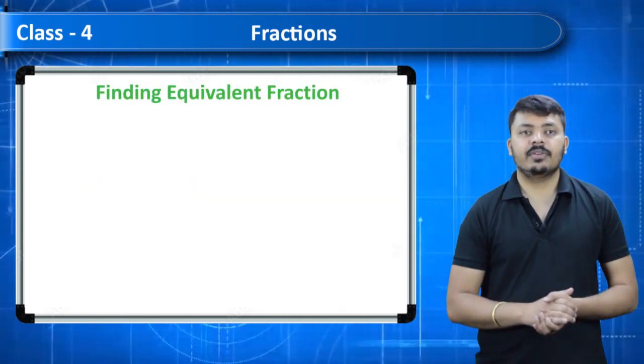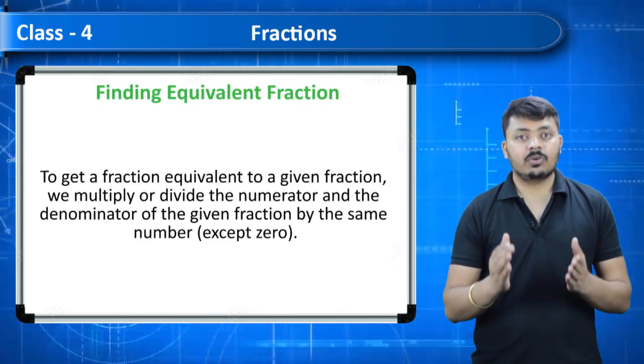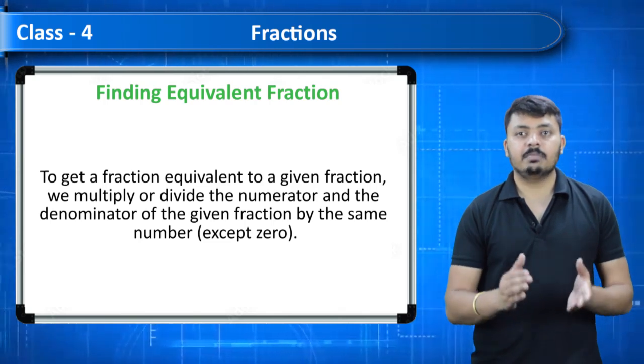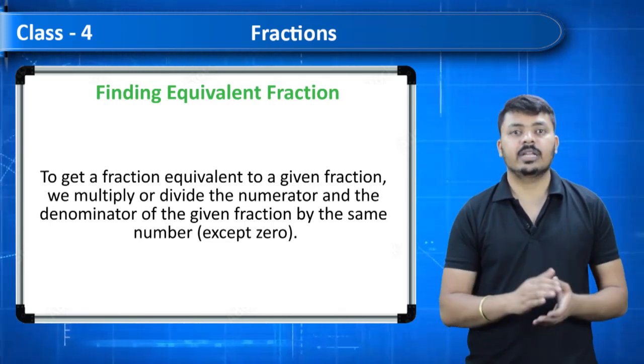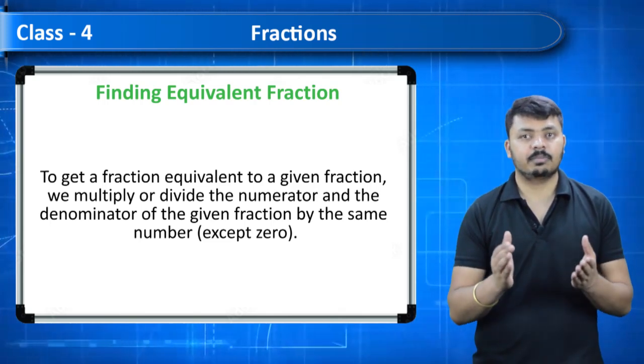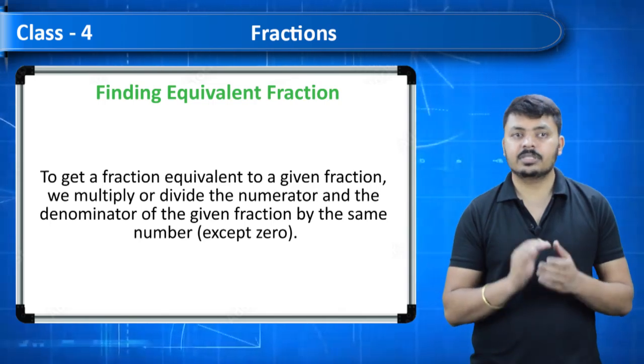Finding equivalent fractions. To get a fraction equivalent to a given fraction, we multiply or divide the numerator and the denominator of the given fraction by the same number, except 0.